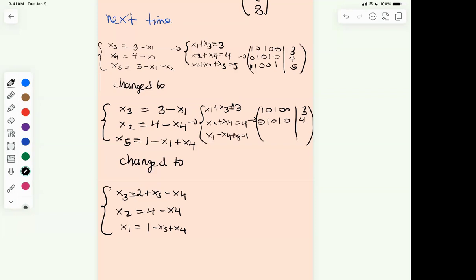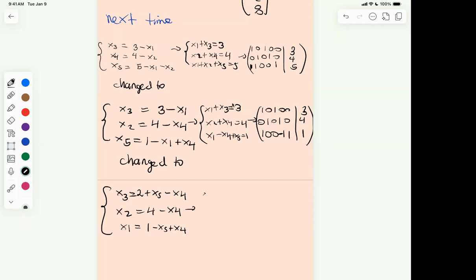And then you get 1, 0, 0, negative 1, 1, right? And then this is a 1. Is that okay? Is that making sense? And last but not least, and I'm almost done.